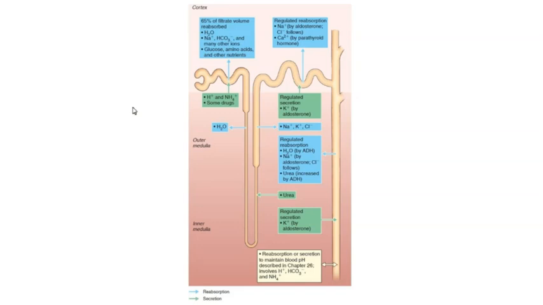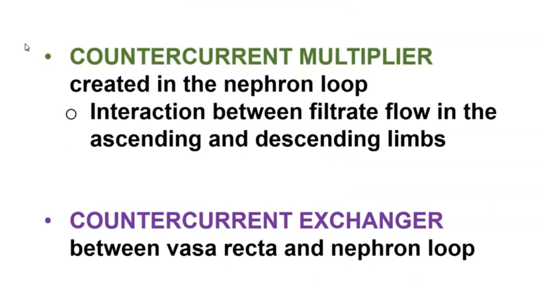So we see two adjacent segments of a connected tube in the nephron loop. And the nephron loops are going to really make use of two physiological concepts here. One is called the countercurrent multiplier, which is created in the nephron loop. And the countercurrent multiplier basically describes the interaction between the filtrate flow in the ascending limb and the descending limbs of the nephron loop. And we're going to see how that countercurrent multiplier comes into play to remove both water and sodium from the filtrate.